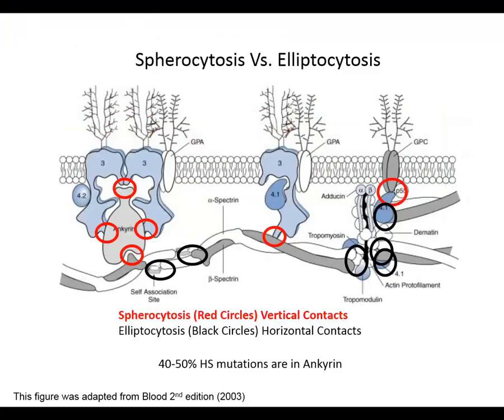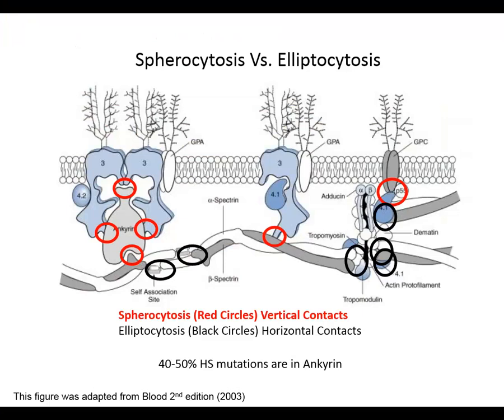The difference between a red blood cell having a spherical shape and one having an elliptical shape is due to the location of the mutations. For example, mutations in ankyrin will reduce or eliminate the association of spectrin with the membrane. This set of mutations will produce spherical shaped cells. Mutations that map to the areas with red circles will cause spherocytosis.